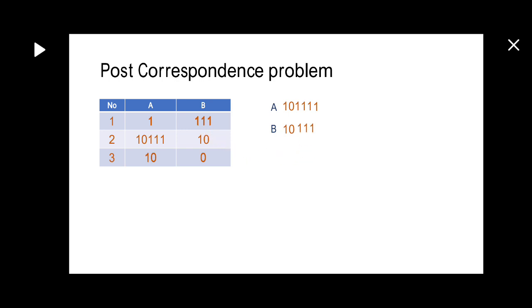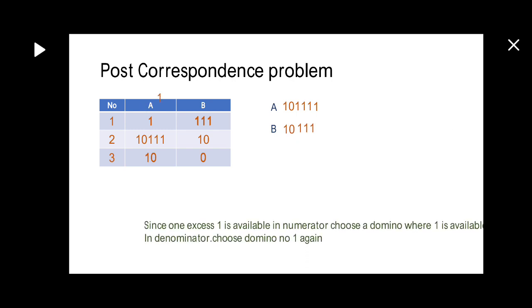Now when you compare these two strings, you can see that a 1 is in excess in the numerator. So now you have to find a 1 in the denominator. When you want to find 1 in the denominator, again you can select either domino number 2 or domino number 1, because both have 1 as the first character in the denominator, isn't it? So I am selecting domino number 1 again. So when I select domino number 1, now triple 1 goes here. Now when you make a close match, you will see that 1 is in excess in the denominator.